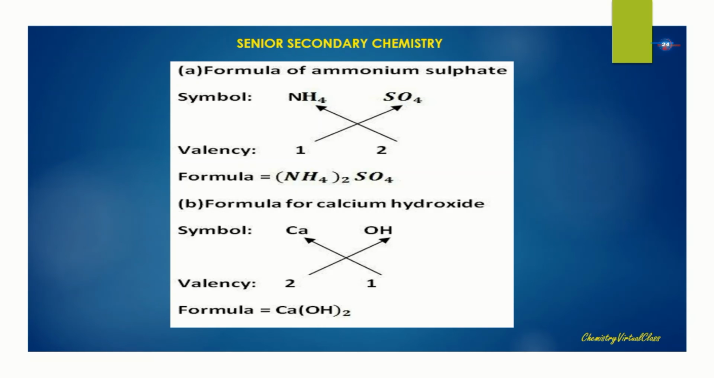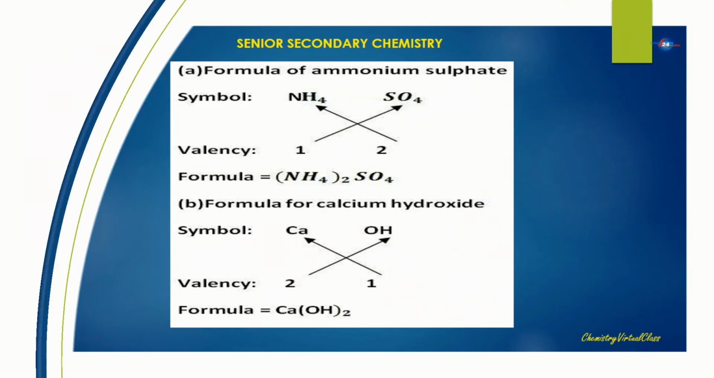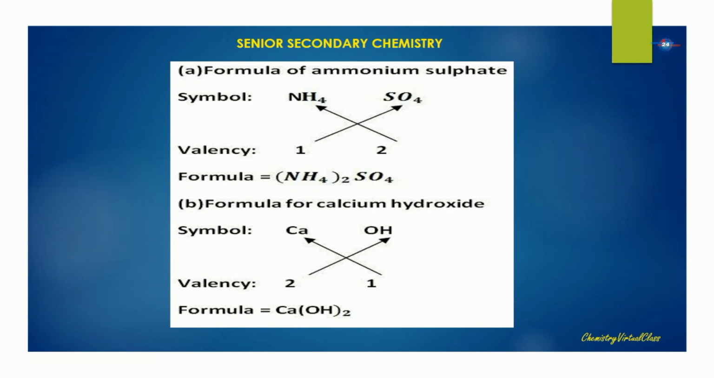Remember, calcium has a valency of 2. Hydroxide, we have already done that. It has a valency of 1. When you interchange the valencies, 1 goes to calcium and 2 goes to hydroxide. And remember, you have to bracket the hydroxide in this case. It is Ca(OH)2. Very, very important in that case.